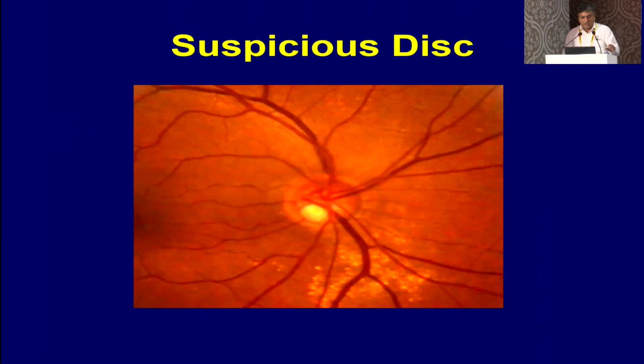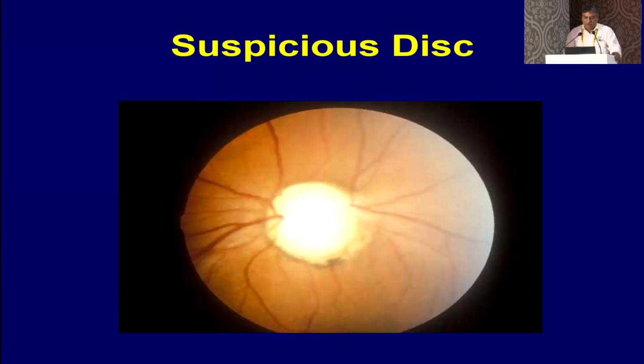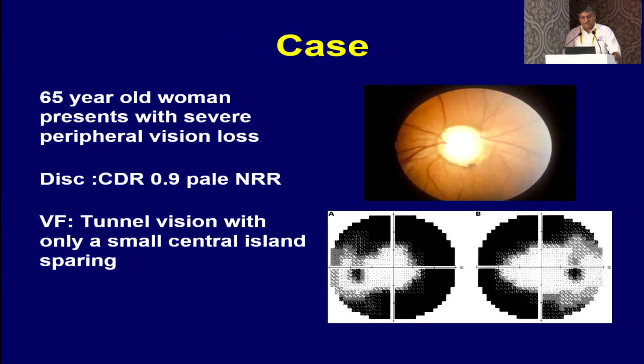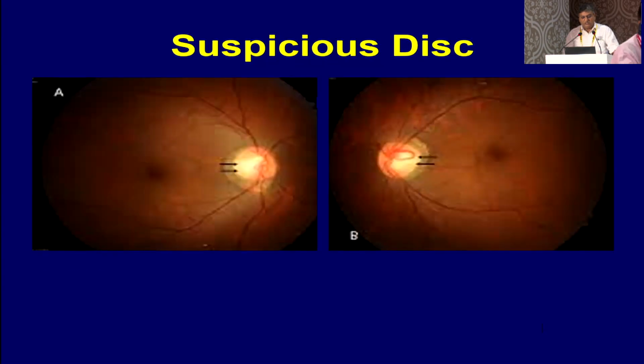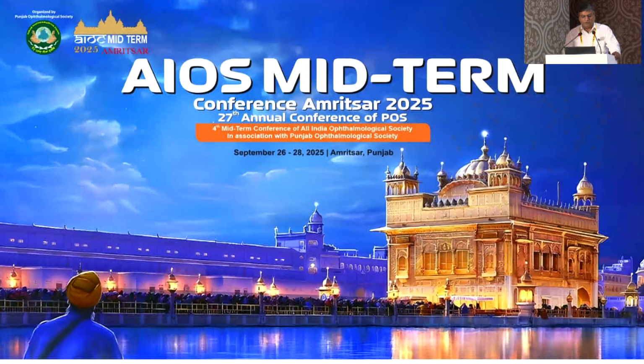So this is one case, a 52-year-old man who presented for a routine checkup. We have seen the CD ratio is 0.7. On visual field, there is a superior arcuate scotoma. This is again a suspicious disc having central vision loss. This is again a suspicious disc, but the case is neuro-ophthalmic, having a vertical visual field defect which is following the vertical meridian. Thank you.